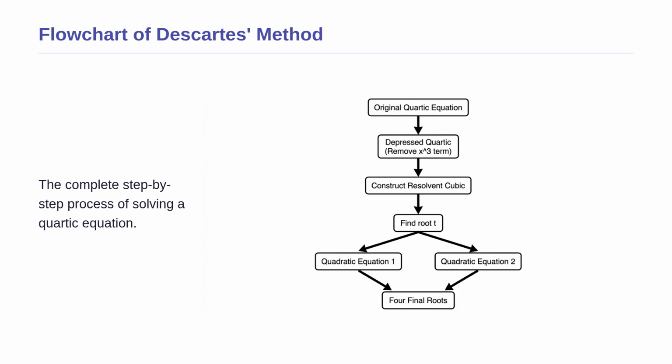Let us visualize the entire journey we just took. We start at the top with the original quartic equation. Our first major step is shifting it to remove the cubic term, creating the depressed quartic. From there, we construct the resolvent cubic and find its root t. This crucial value allows us to split the problem into two separate quadratic equations. Finally, solving those two familiar quadratics yields the four final roots. It is a beautiful, logical flow from complexity to simplicity.